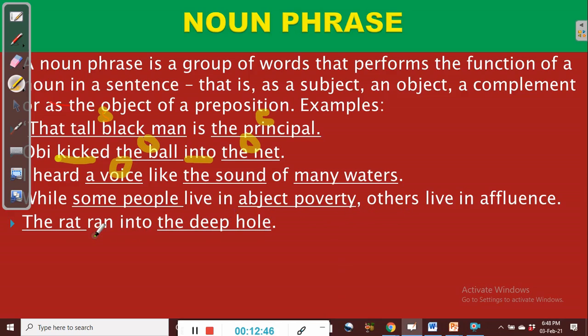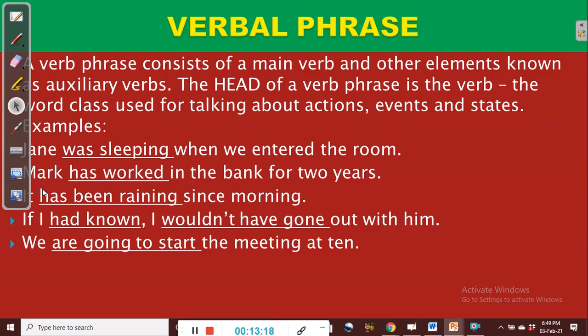Now, the rat is a noun phrase functioning as the subject in this sentence: The rat ran into the deep hole. The deep hole is the object of the preposition into. All right, so this gives us insight into what noun phrases are and the kind of work they do in English sentences. So let's move on.